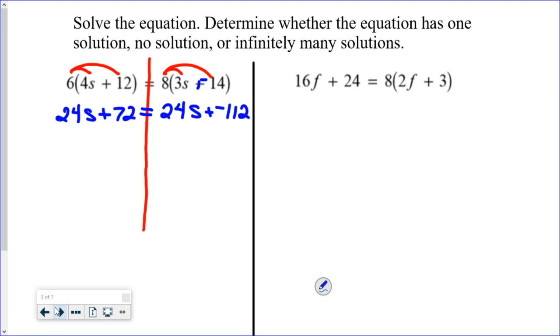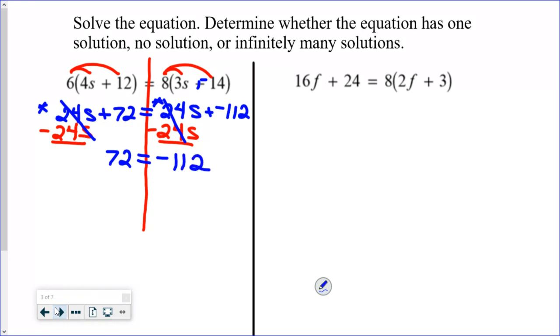Okay, now I look for the s's. Interesting, there's not a smaller s, but let's just combine them because there's s's on both sides. So they're both positive. I'm going to minus 24s from both sides. What happens over here on the left? Well, that cancels to no s's, so I'm really left with just 72. The same thing happens here. It cancels. All the s's go away. 24 minus 24 is 0. If I had 0 of something, I'm not going to write it down, and I get negative 112.